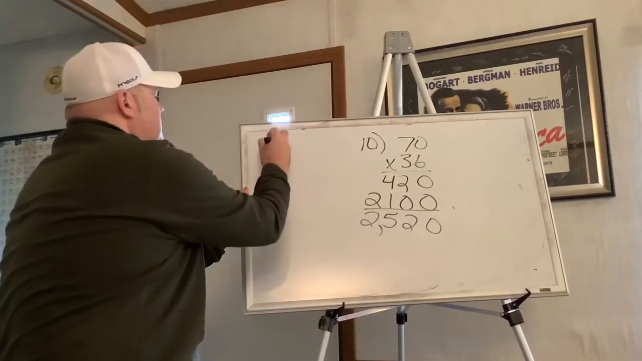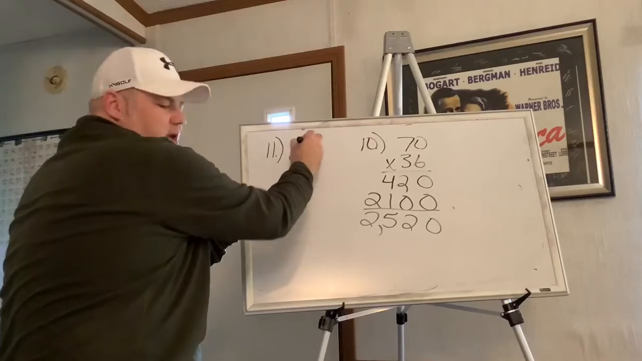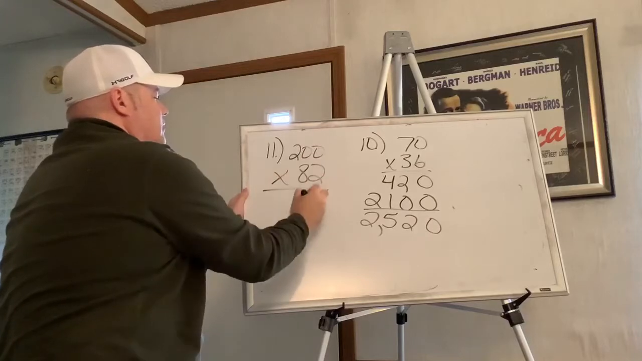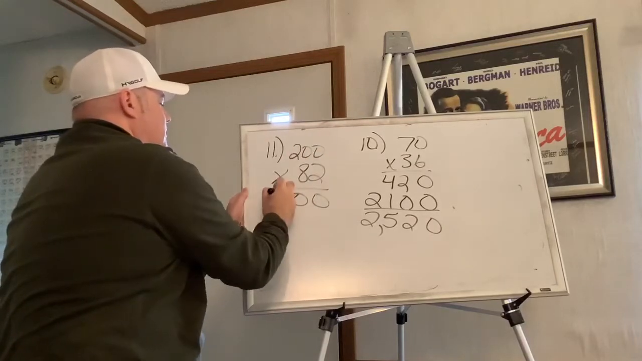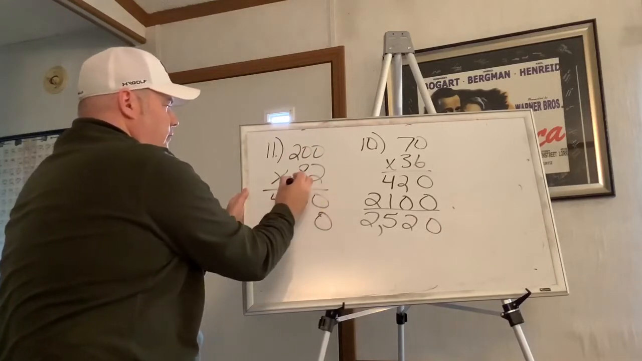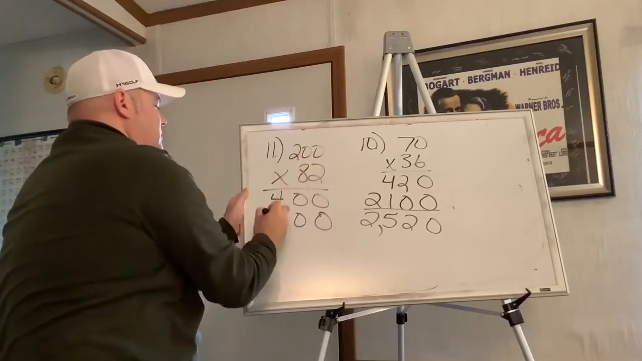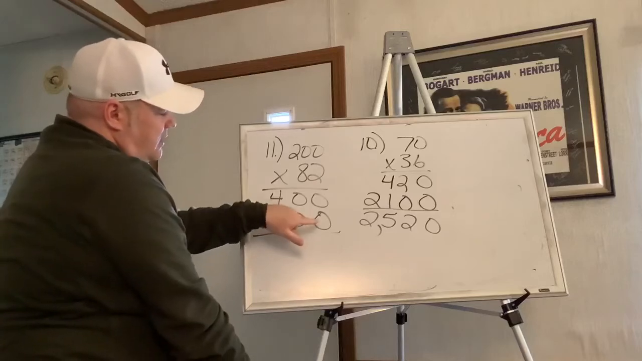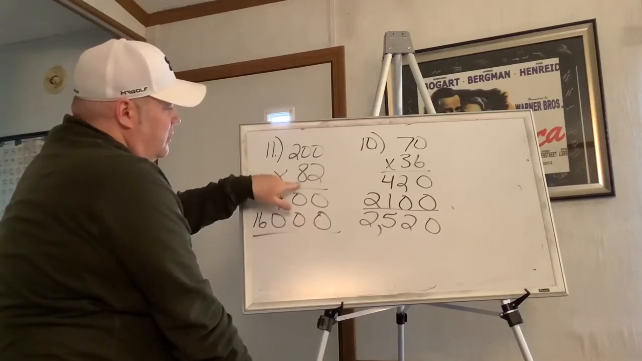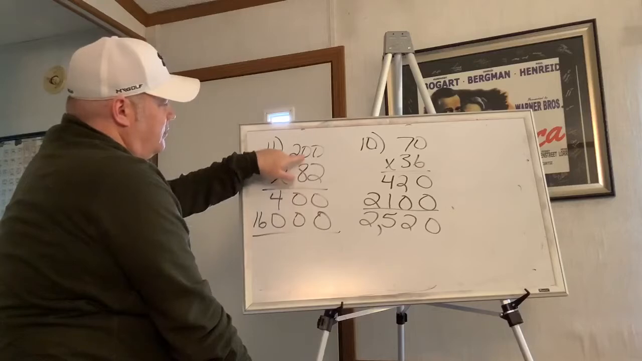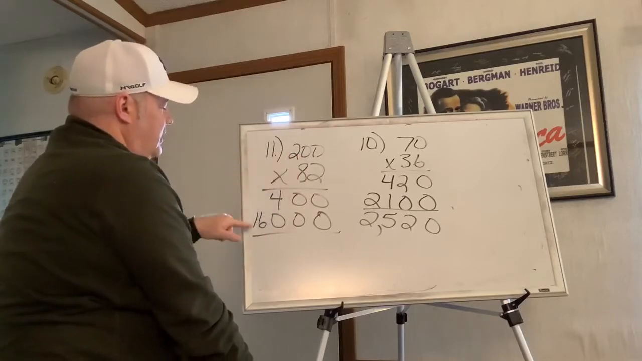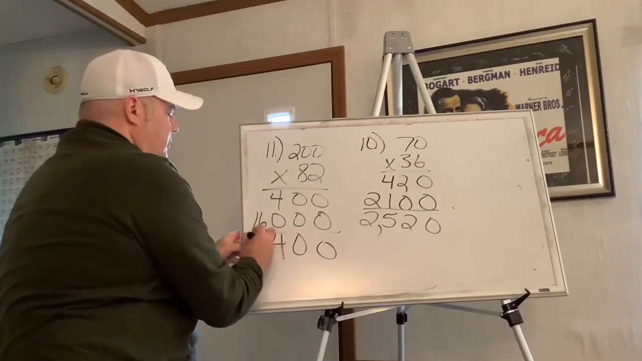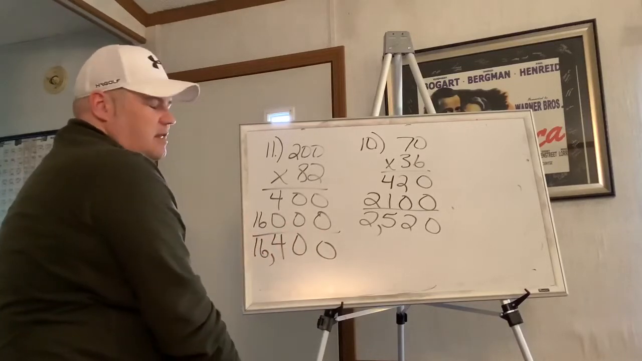Number 11 is 200 times 82. So 2 times 0, 2 times 0, 2 times 2. 0 to move over, and then 8 times 0, 8 times 0, 8 times 2. That's what I'm talking about. Be real careful with your zeros. This was the 0 to move over. This was 8 times 0, this 8 times 0, and then 8 times 2 is 16. Make sure you keep it lined up so that you add the correct numbers, and you get 16,400.